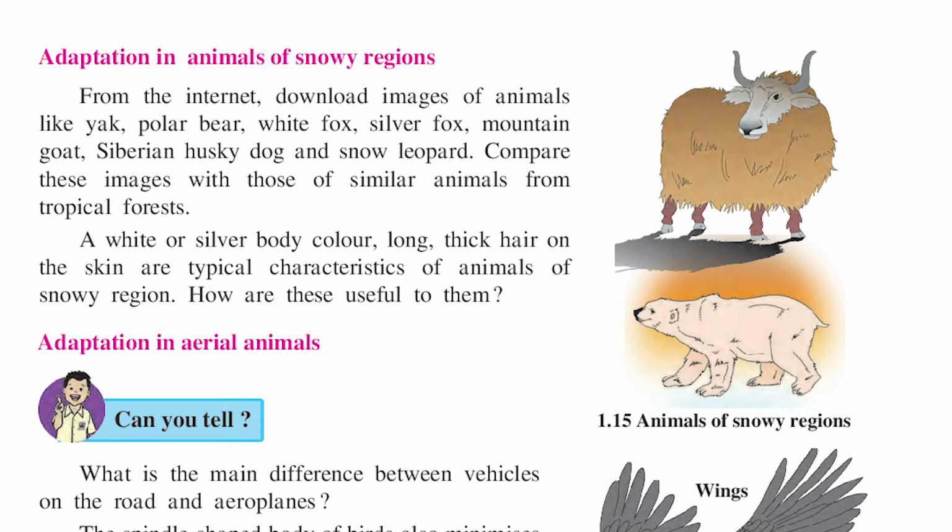Adaptation in animals of snowy regions. From the internet, download images of animals like yak, polar bear, white fox, silver fox, mountain goat, Siberian husky dog and snow leopard. Compare these images with those of similar animals from tropical forests. A white or silver body color, long, thick hair on the skin are typical characteristics of animals of snowy region. How are these useful to them?